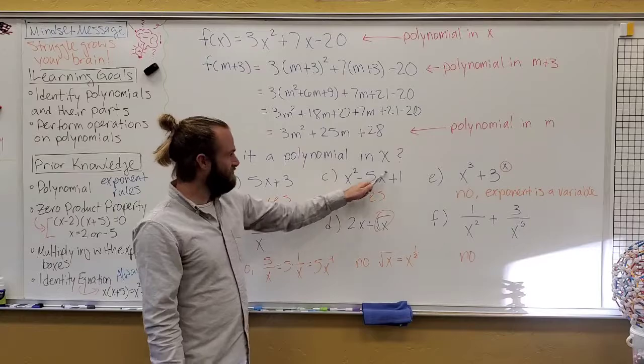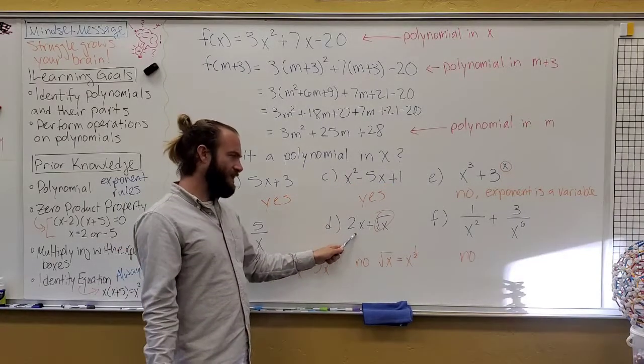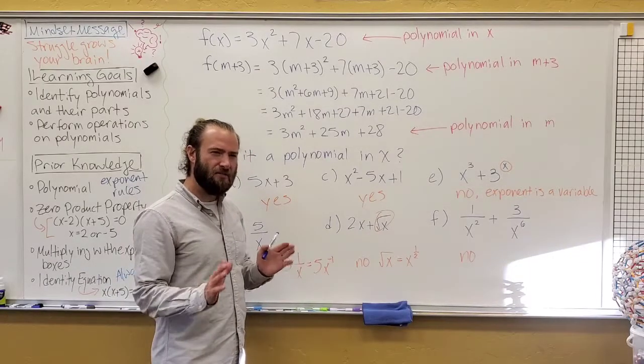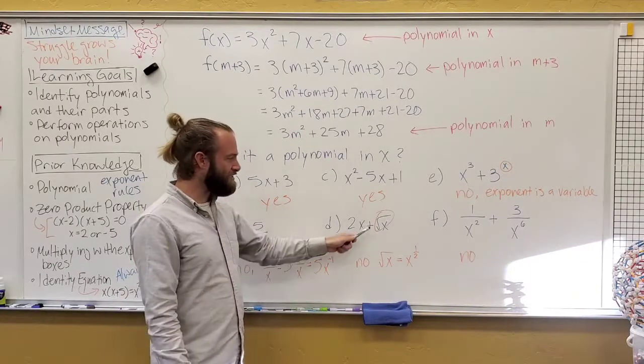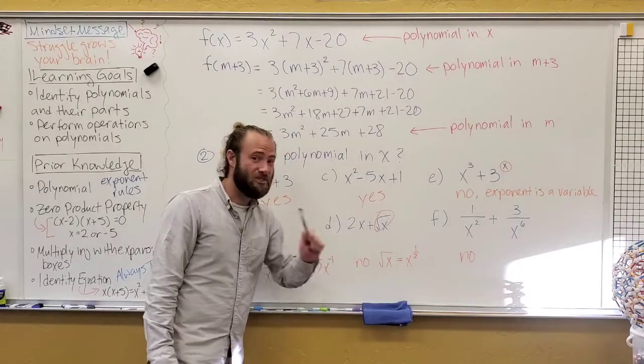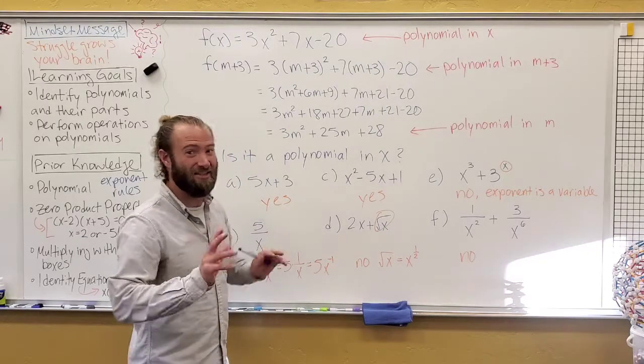Part C, yep, quadratic, we know that it works, yes. Part D, it's tempting, but that square root, what's going on with that? Another thing, hopefully you remember from your past, is that a square root is the same thing as a power of 1/2, which is not a whole number, so that means it fails the polynomial test, right?